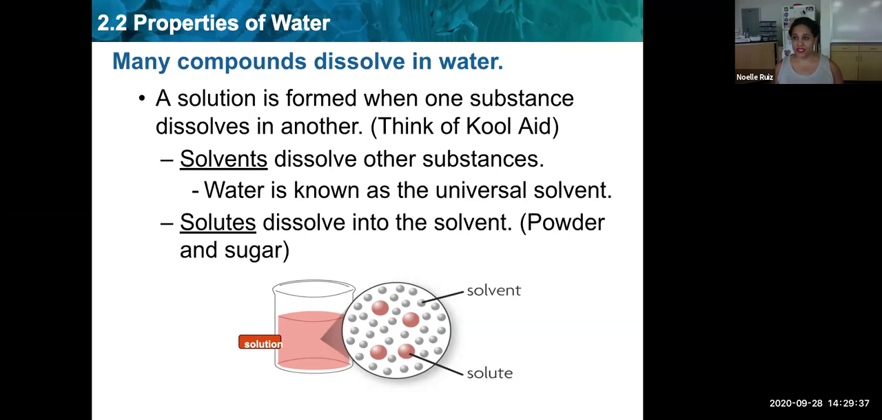So you got three words, they sound the same, but they mean different things. The solution would be the whole thing all together. And the solvent and the solute are the different parts, the different particles, if you look at them up close. Water is the universal solvent, and the solute, in the Kool Aid case, it's going to be the powder and sugar. If you go to the beach water case, it's going to be salt, because that dissolves into the water.